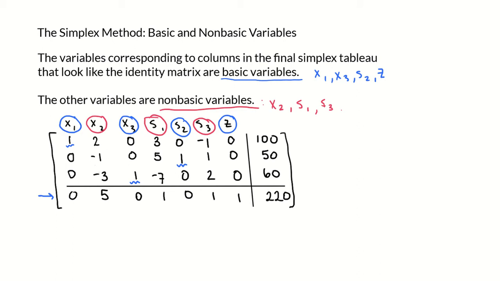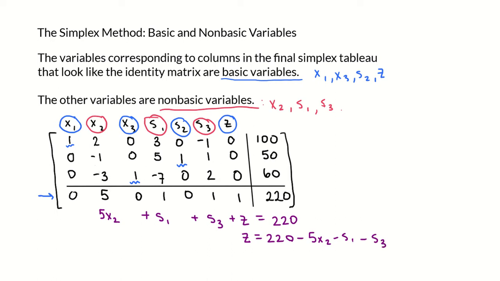So something interesting happens with the non-basic variables. If we take the final row and we turn it back into an equation, it would be 5 times x2 plus 1 times s1 plus 1 times s3 plus 1 times z equals 220. Or if we rewrite it how an objective function is normally written with z on one side, the other variables on the other, we would subtract all the other variables to get z equals 220 minus 5x2 minus s1 minus s3.